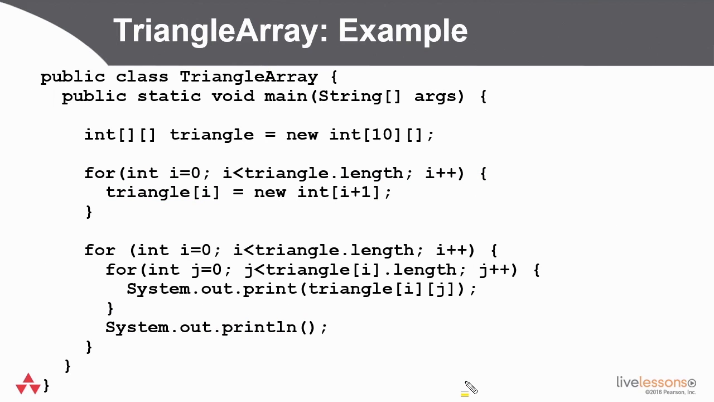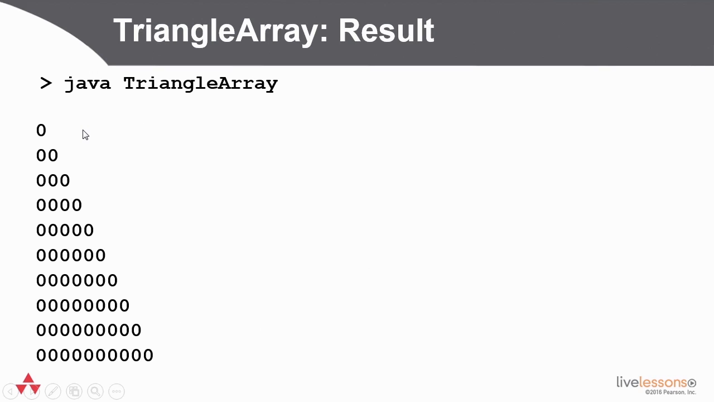So here's an example where I make subarrays of different sizes. The outer array is of size 10, but the subarrays are of different sizes. And so if I run this, I'll see that I get subarrays of different sizes. That's not done very often. Usually the subarrays are all the same size and you have a rectangular array or a square array or whatever. But I want to point out that in Java, there's really no such thing as a multidimensional array. There are arrays of arrays.